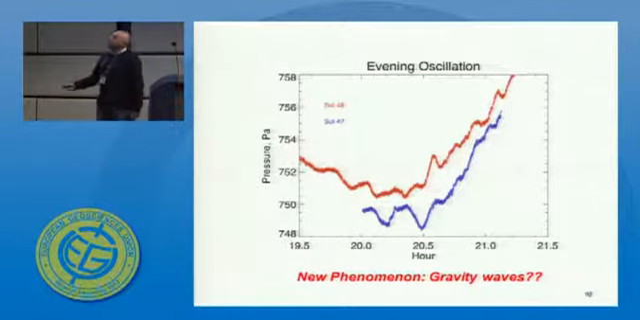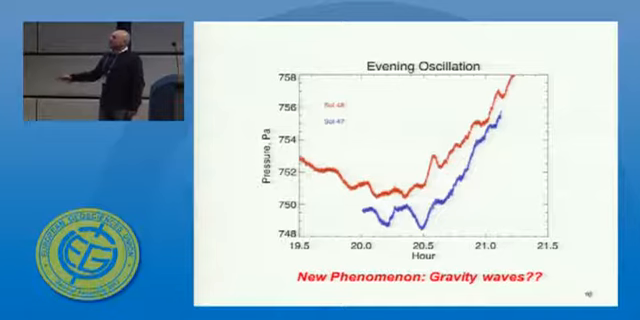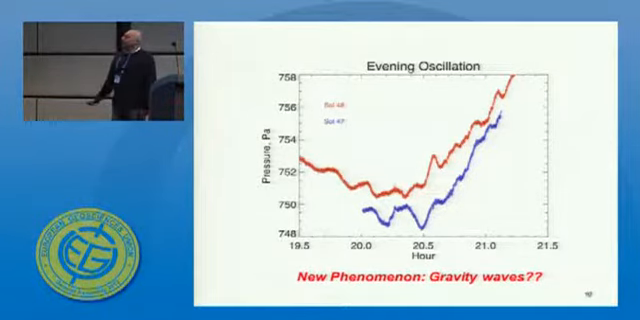But this is something that we are investigating. This is an evening oscillation that we see nearly every sol, an oscillation around evening, around night, local time. And Bob thinks that this could be gravity waves. This is something that we are still debating, but we think that it has never been seen before on Mars.